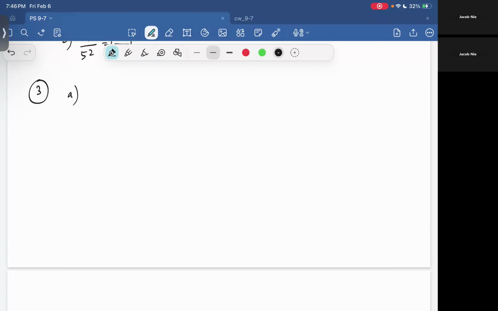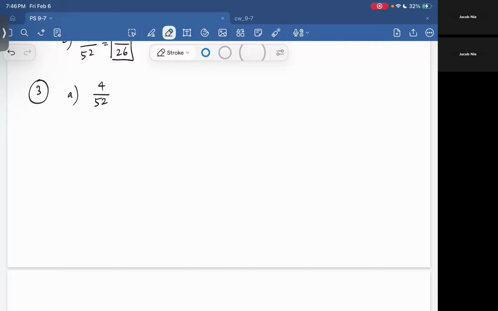Okay, I'm drawing 2 cards at random without replacement. I should have specified that. You can always assume that it's without replacement. 2 cards at random. What is the probability of getting 2 aces? The first one is going to be 4/52.